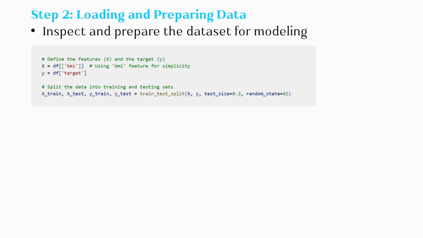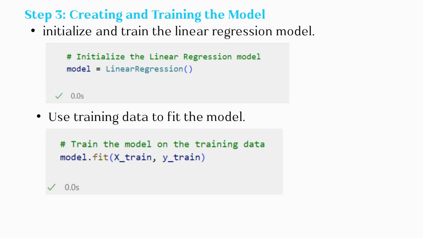Now that our data is ready, the next step is to create and train our linear regression model. We'll initialize the linear regression model and fit it to our training data. This will allow the model to learn the relationship between our features and the target variable.